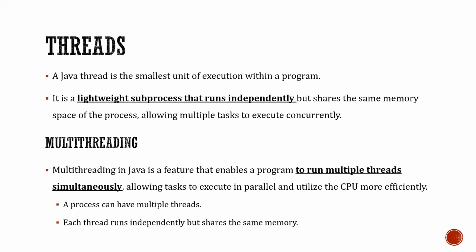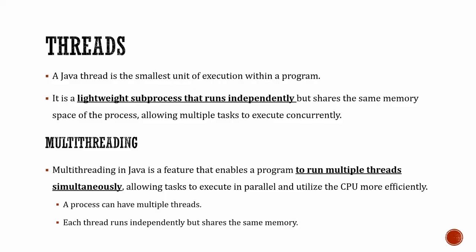A thread is nothing but the smallest unit of execution within a program. A program is nothing but the process which is in execution. So a single program will have multiple units to be executed, and those units we call threads.